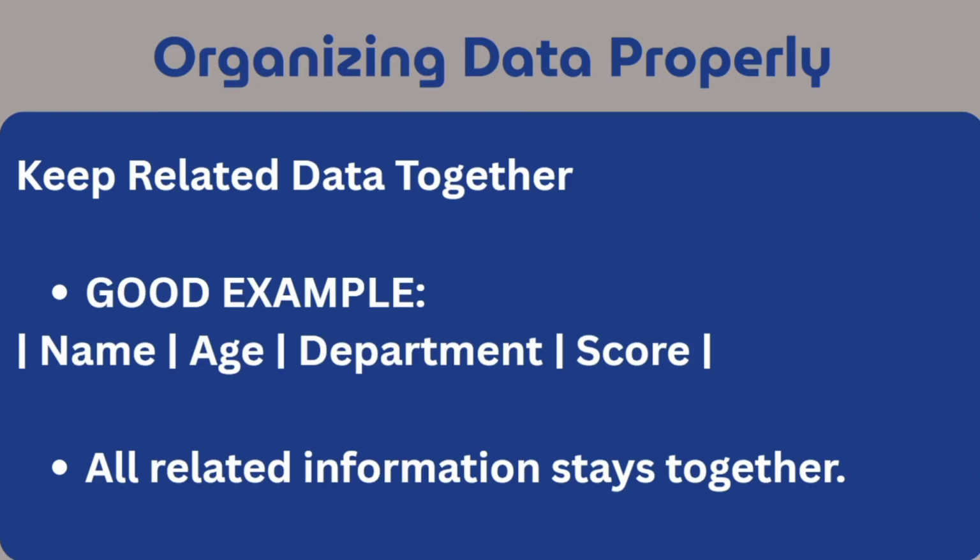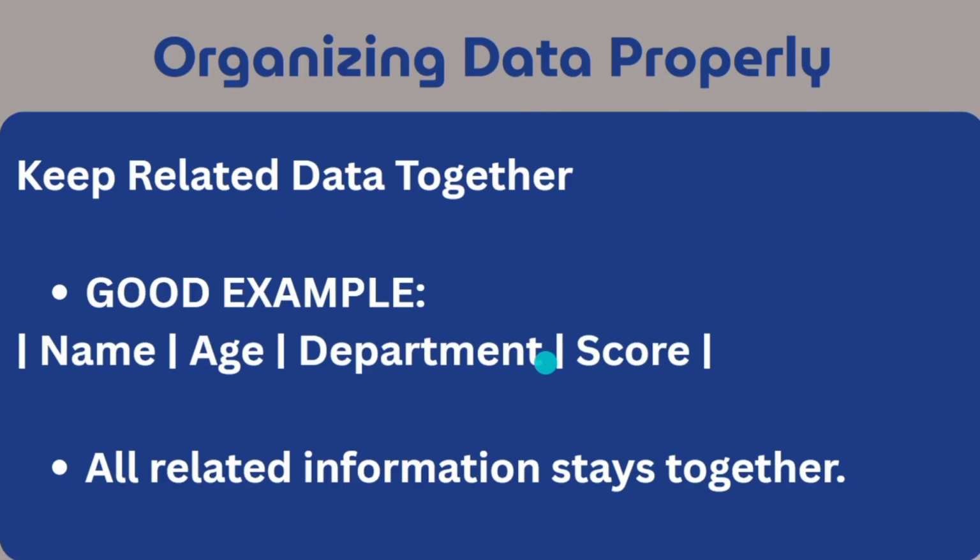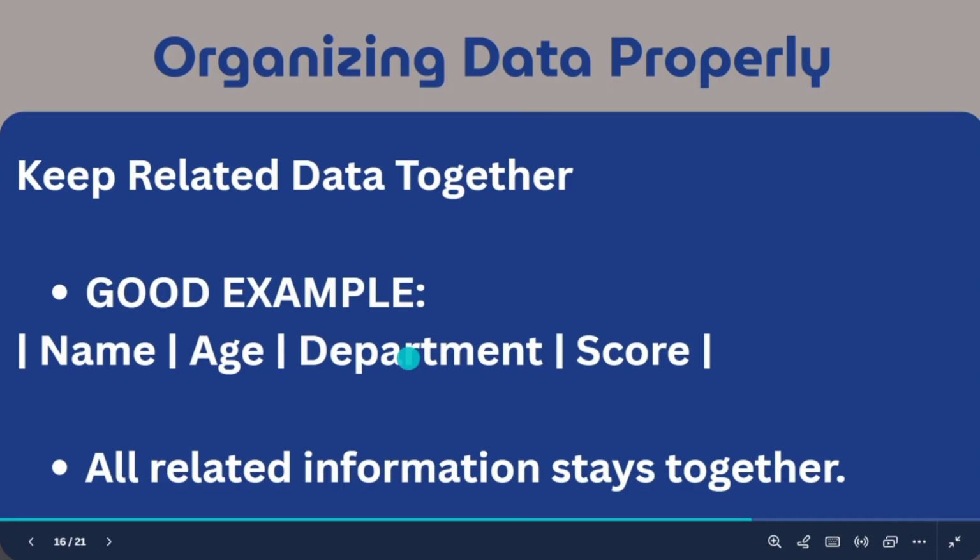Organizing your data properly. For you to organize your data properly, the first thing is that you keep related data together. For example, name, age, department, and score. By the time you are entering the data, all the data in each row are related to each other. This same person here also attends church, and also has probably a state of origin.